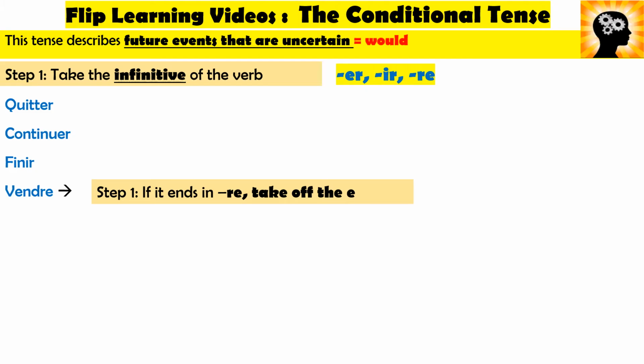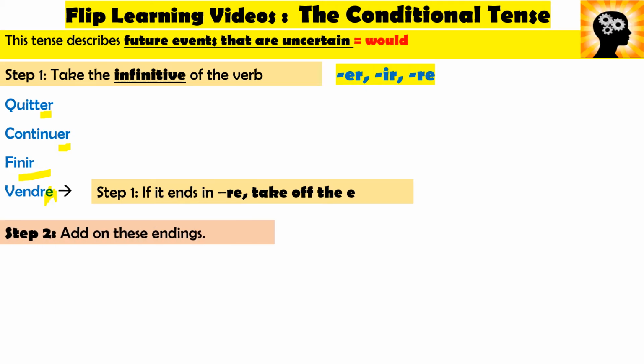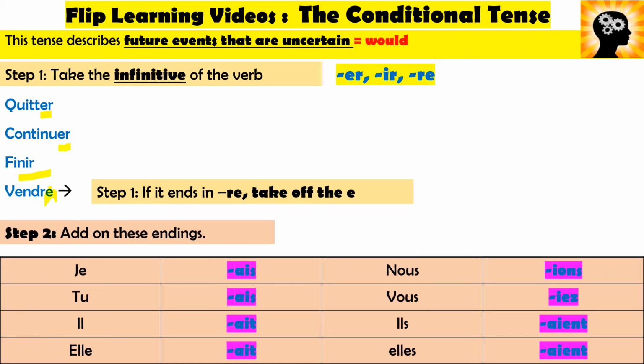There is one little exception. If it's an -re verb, you need to get rid of the e just because you can't have two vowels touching. And this is the stem for it. You take the infinitive, leave on the -er, -ir, -re. And then the word for would is tricky because if you opened a dictionary and you looked for it, it wouldn't be there. Why? Because the word for would is a verb ending. And what happens to verb endings? They change. So all of these words in pink here, these are the different words for would, and they're all dependent on the person doing the verb.